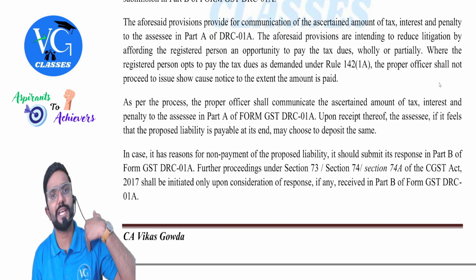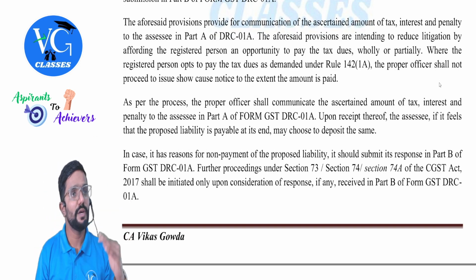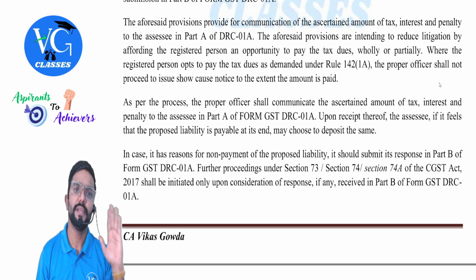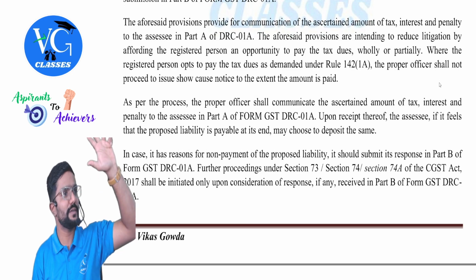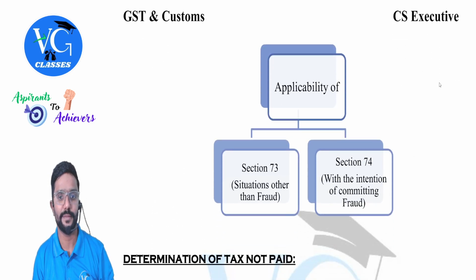Means first communication has to be given by the proper officer to the registered person. Wait for his response. Only after receiving the response, if the proper officer is not satisfied, can he start with 73, 74 or 74A? Yes, he can start. But he has to wait for the reply.